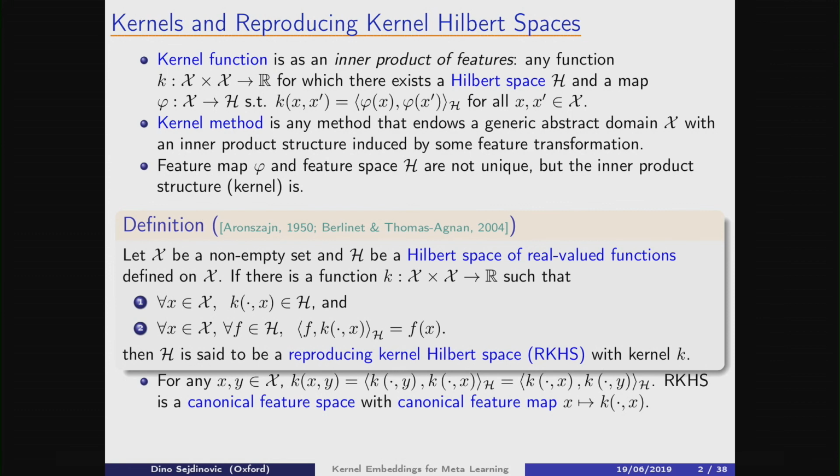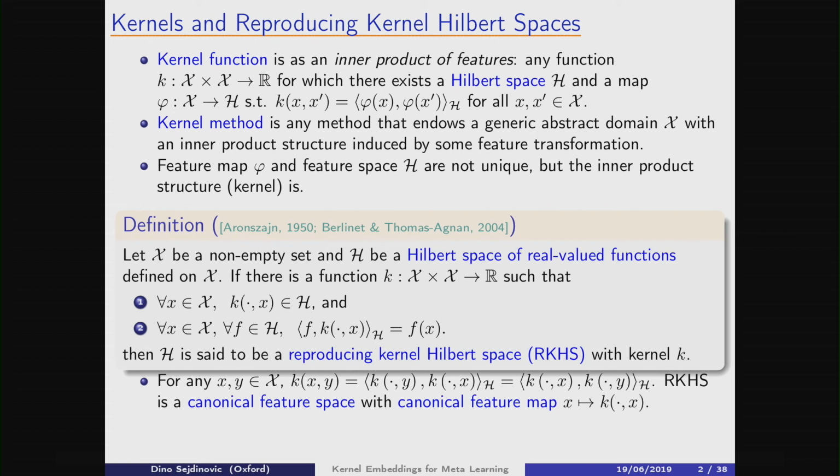So this is an abstract definition of a particular instantiation of this feature space that we tend to work with, because this is mathematically the most convenient one. If I think about the feature space as a space of some functions, and that space of functions satisfies two properties given here, two abstract properties, I can find some function k such that if I fix one argument of that function and treat it as a function of the second argument, denoted by a dot, that function lives in my space H.